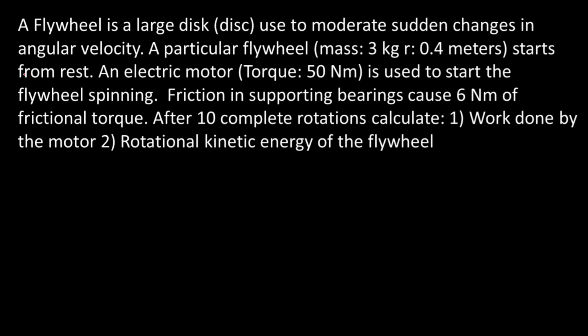I have a flywheel, a large disc, depending on how you want to spell it and where you are, that's used to moderate sudden changes in angular velocity. A particular flywheel has a mass of 3 kilograms and a radius of 0.4 meters, and starts from rest. An electric motor with a torque of 50 Newton meters is used to start the flywheel spinning. Friction in the supporting bearings causes 6 Newton meters of frictional torque. After 10 complete rotations, 1, calculate the work done by the motor. 2, calculate the rotational kinetic energy of the flywheel.